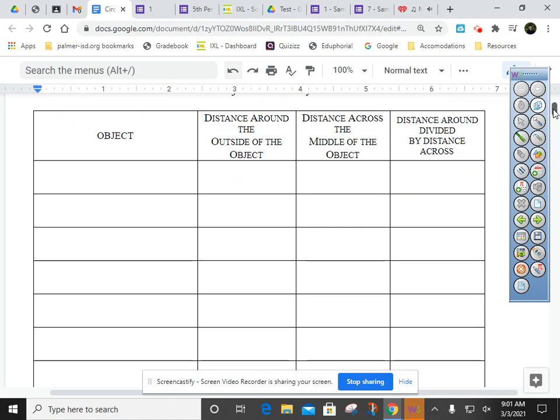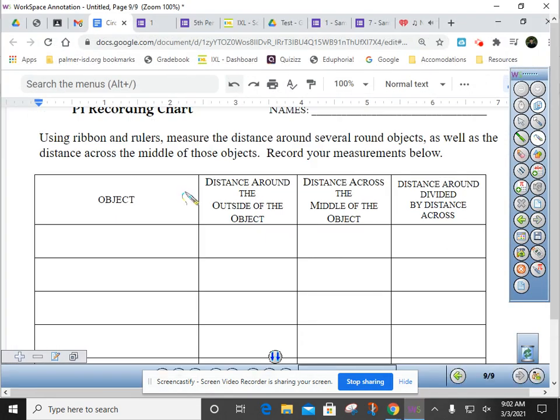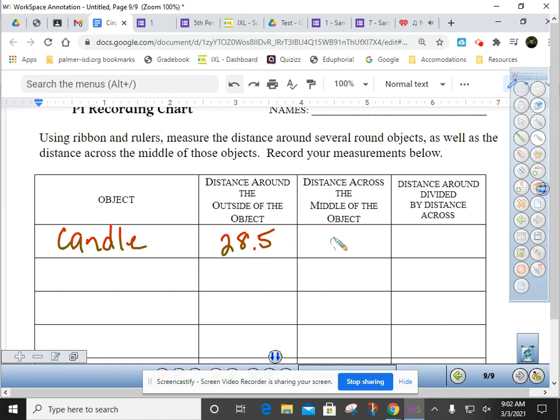Okay. So what you're going to do on your paper here, I'm not going to write anything yet, but you remember, you are going to take the distance around the outside of the object. So we'll do an example. For example, what did y'all get for the candle, Yandel? 28.5. Would you say 28.5? And 8.5? Is that close to what everybody else got? Yeah. We never went over. Okay, so if you didn't go over there, that's fine. You're going to do what you have.